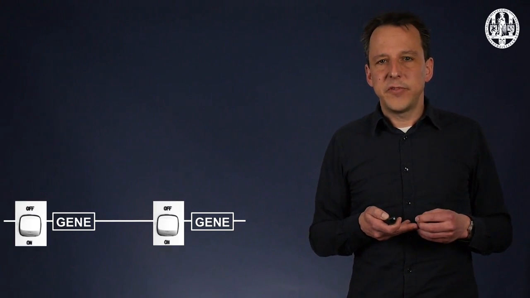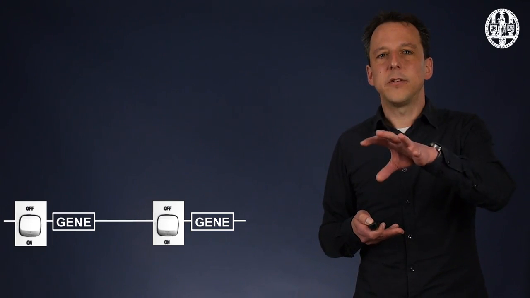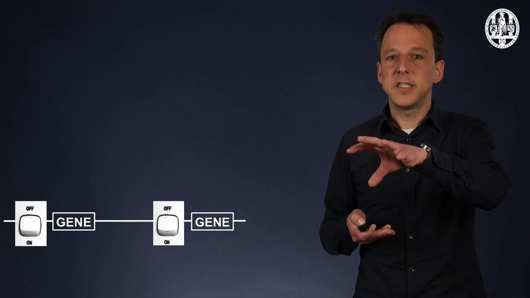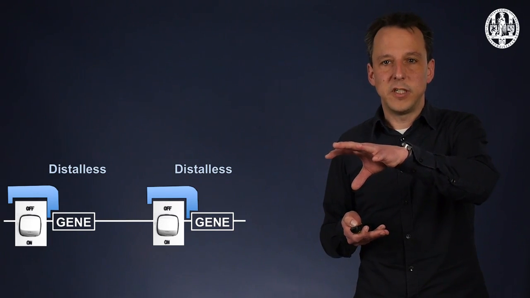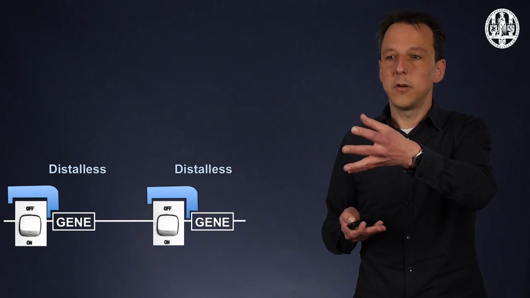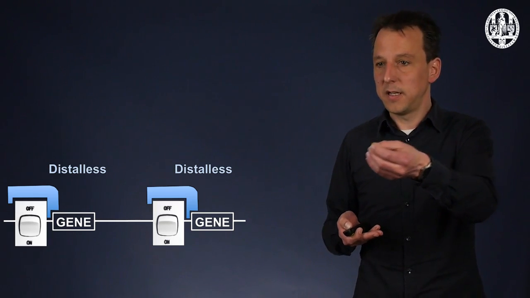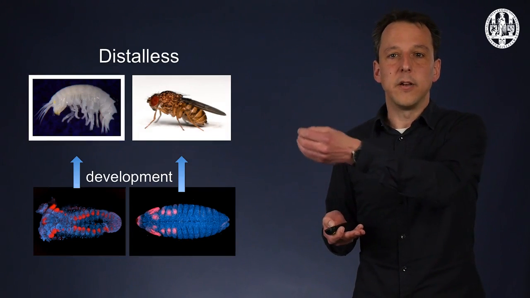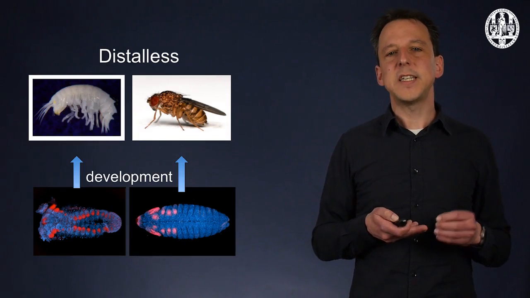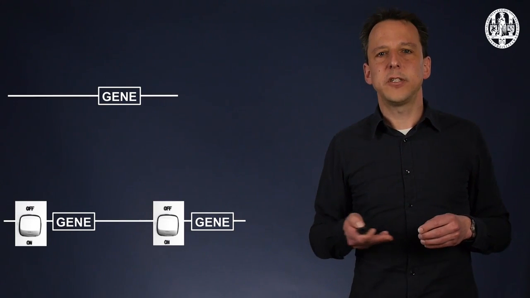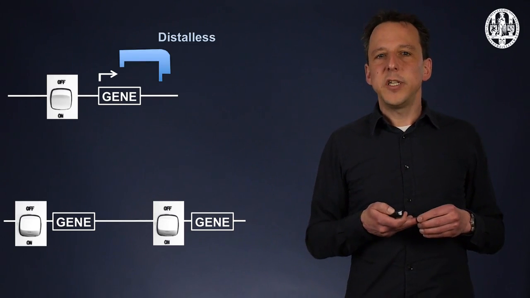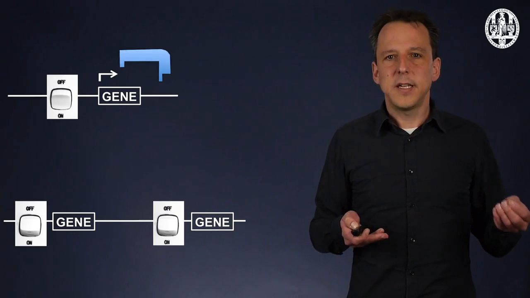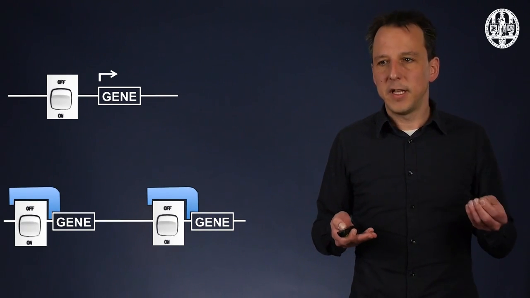And what transcription factors can do is that they can bind to those switches and switch the genes on or off. So what distalis does is it binds to all the switches of the genes that you need to make legs and switches them on. So where distalis is, a leg will grow. And that is on every segment in the shrimp and only in the thorax for the fly. Now, distalis itself is also a protein. Thus, it has a switch itself too. And only if distalis is switched on, it can bind to the switches of the leg genes and make legs.